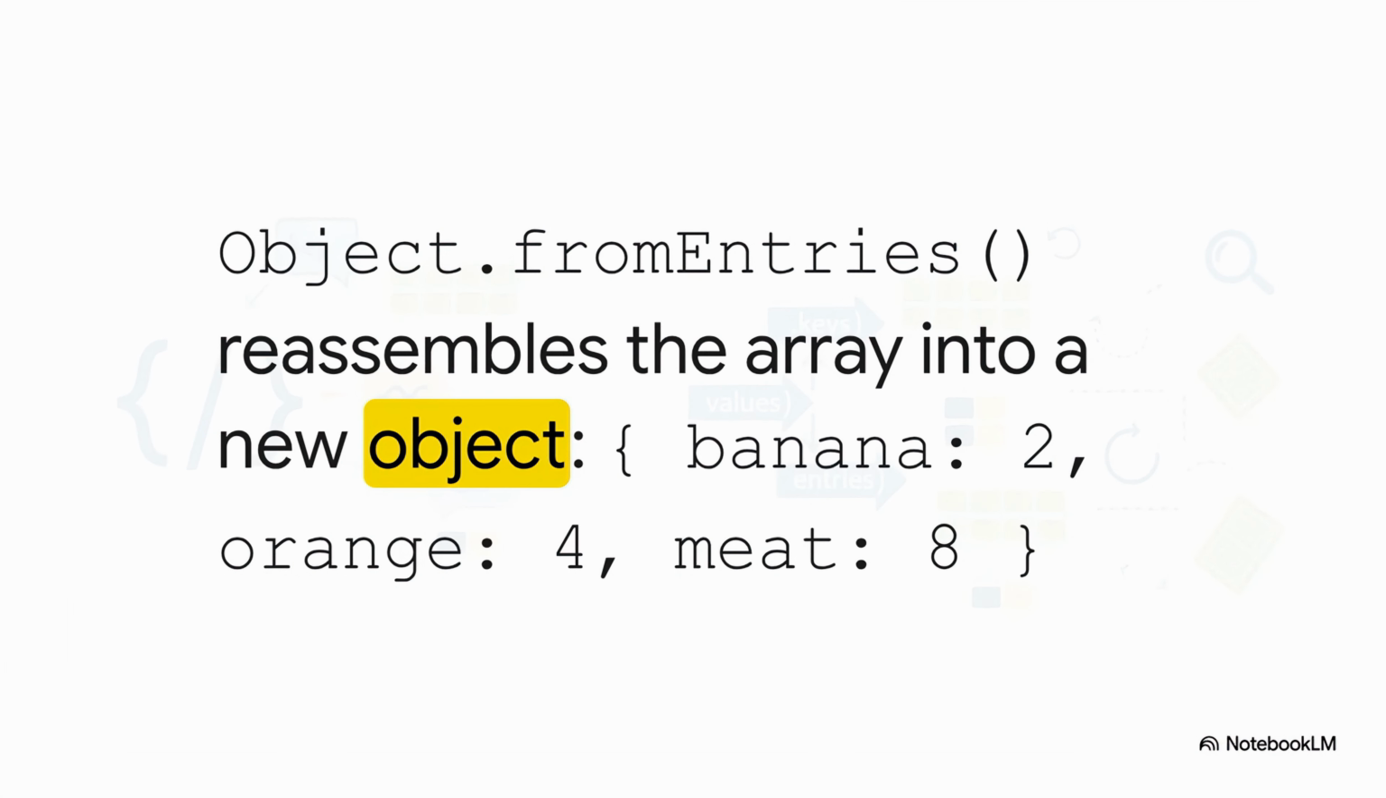And now for the magic. Step 3. We take that whole expression and wrap it in Object.fromEntries. This method is the perfect partner to entries. It takes our array of pairs and just perfectly puts it back together into a new object. And there you have it. Our prices are doubled. How cool and clean is that?